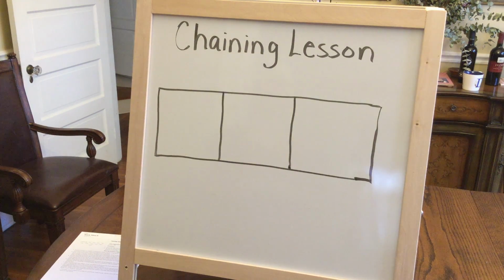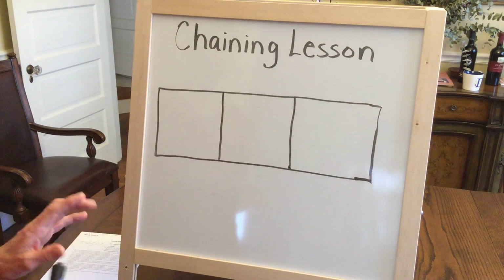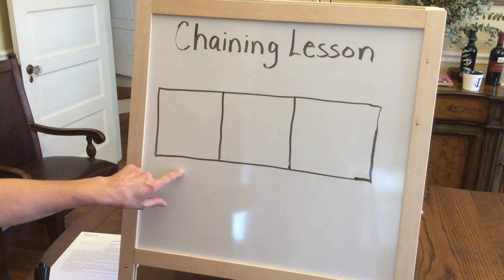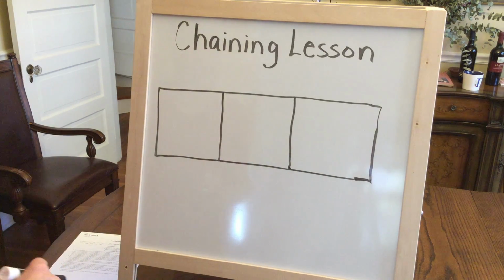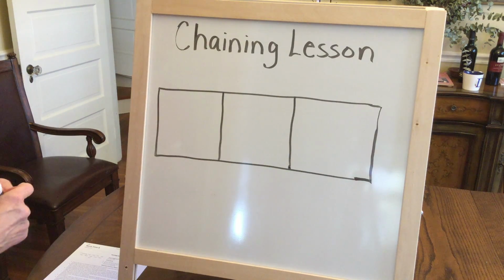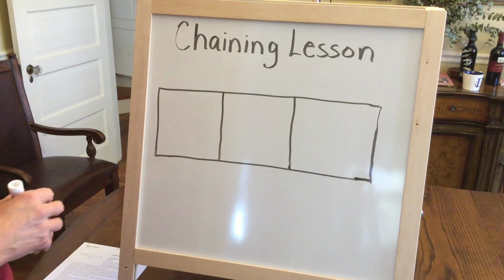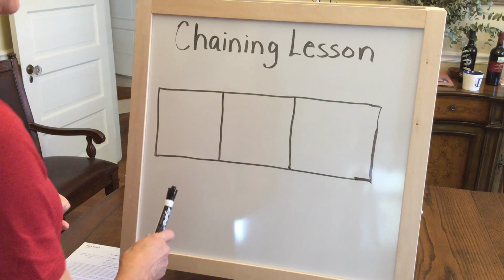Today we are going to have our chaining lesson. The first thing you need to do is get a sheet of paper or a whiteboard if you have one and draw your 3 sound boxes on it. We're going to start with the word ran. So I'm going to tap it out underneath my sound box.